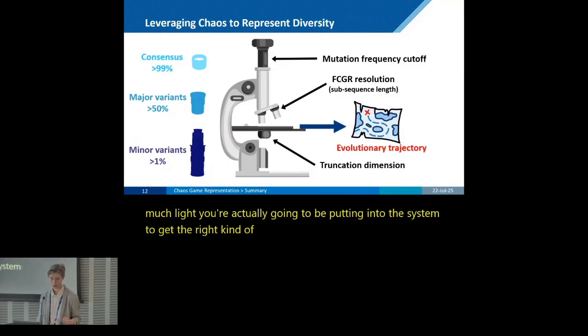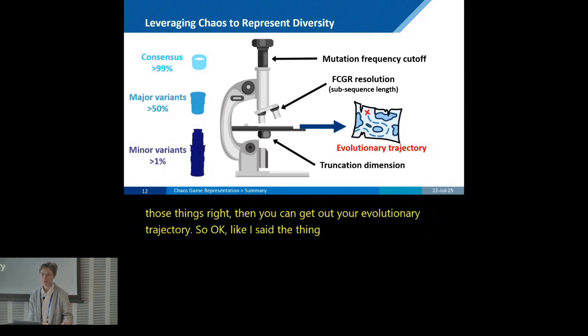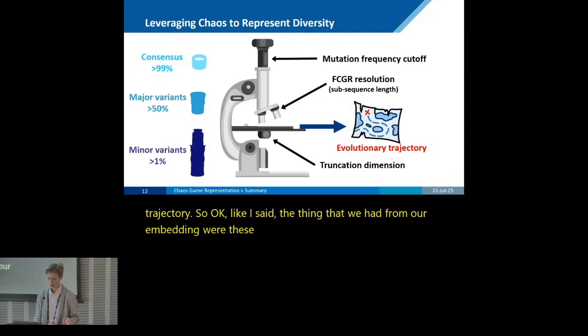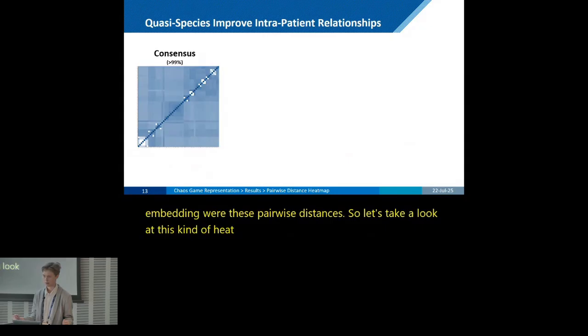And hopefully, if you do all of those things right, then you can get out your evolutionary trajectory. So, okay, like I said, the thing that we had from our embedding were these pairwise distances. So let's take a look at this heat map that we can get from these pairwise distances.